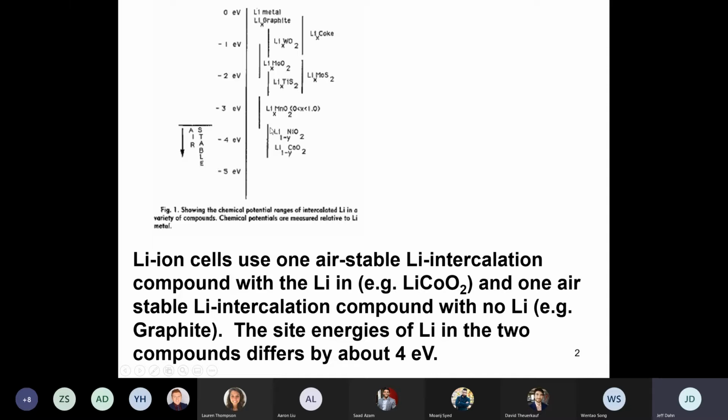Now, when you start talking about lithium nickel oxide, if Inez is on the call, she'll tell you it's almost not stable in the air. It slowly reacts with moisture in the air, and the lithium ion exchanges with protons and makes lithium hydroxide. So you get very close to the air stability line, and then you have to be very careful about how you handle materials. But in general, you have 2 air stable materials that you're working with when the cell is assembled.